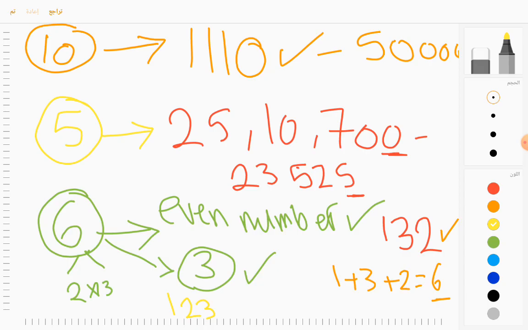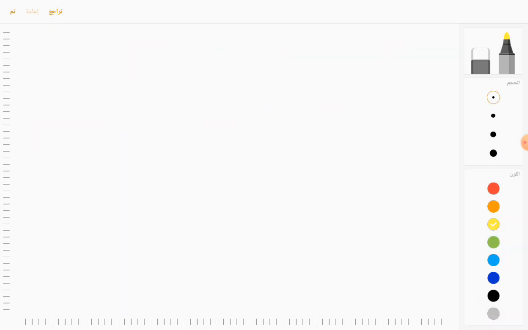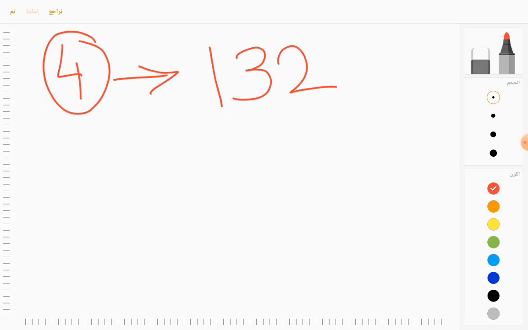Okay, the last divisibility is by 4, and it's a little bit tricky. How do we check that the number is divisible by 4? So how about 132? Yeah, the same number as in 6. We examined it in 6.